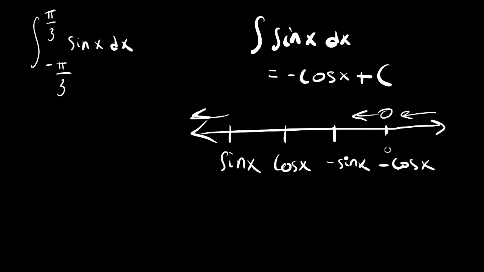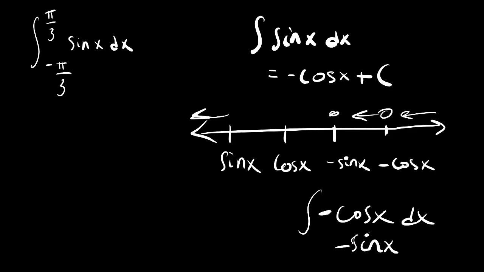When we go backwards from negative cosine x, we approach negative sine x, because the integral of negative cosine x dx is just negative sine x plus c. In order to go from negative sine x to cosine x, you just go backwards, and from cosine x, you just take the integral of that to get to sine x. So the top part is all about integrals.